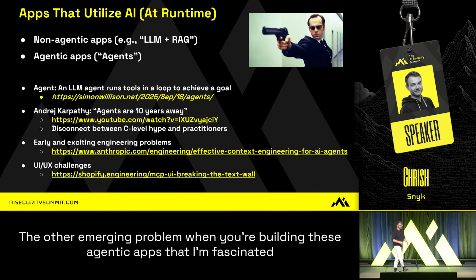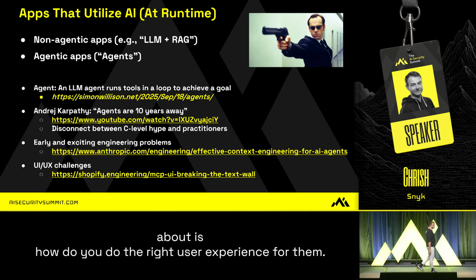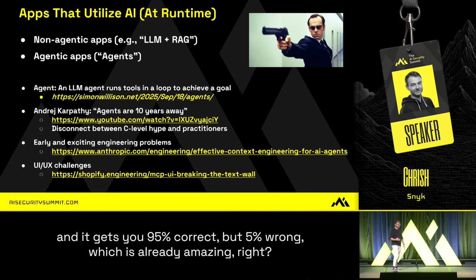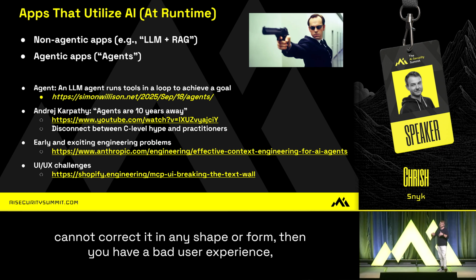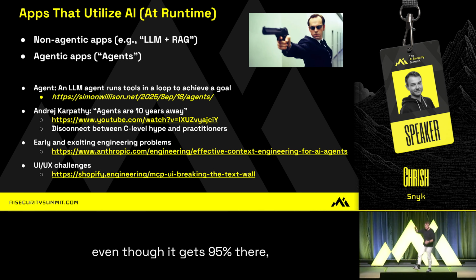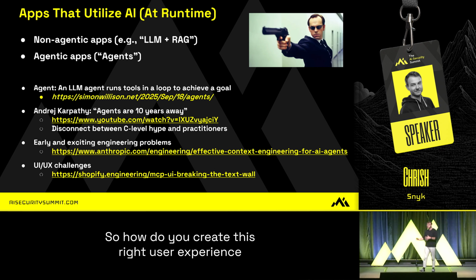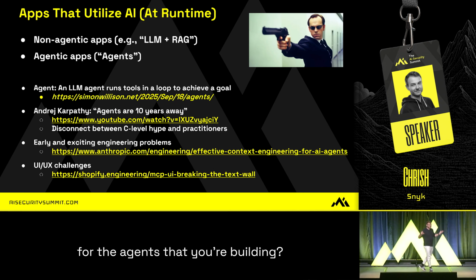The other emerging problem when you're building these agentic apps, which I'm fascinated about, is how do you do the right user experience for them? If you just have an agent that you tell to do stuff and it does it, and it gets it 95% correct but 5% wrong, which is already amazing, right? Then, if you cannot correct it in any shape or form, you have a bad user experience. Even though it gets 95% there, the result is still incorrect or sometimes unusable. So how do you create the right user experience for the agents that you're building?